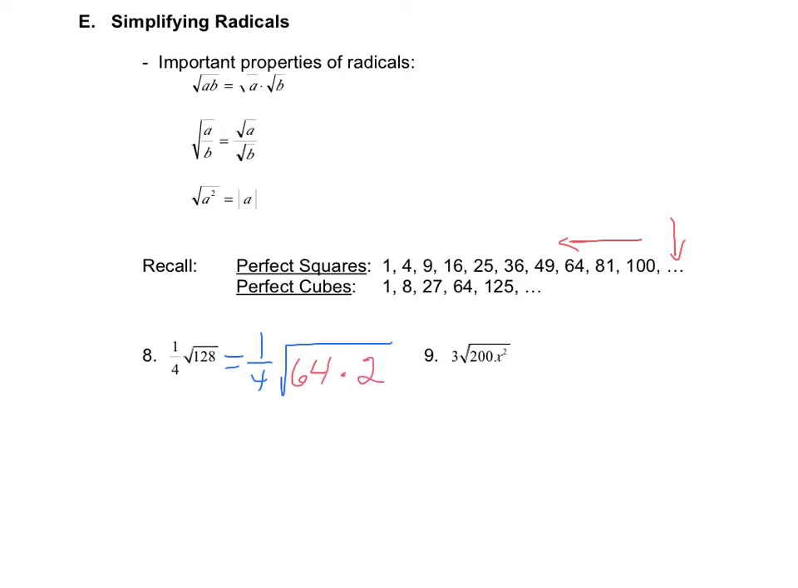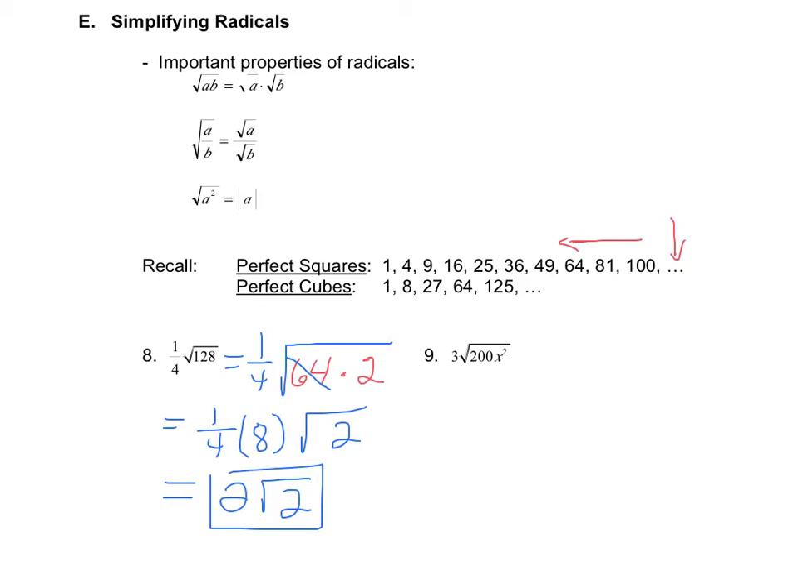So now, bring down the 1/4. The square root of 64 is 8. When 8 comes out to meet the 1/4, they multiply. The square root of 2 I can't do, so it stays under the square root symbol. So 1/4 of 8 is 2, so my answer is going to be 2 radical 2.